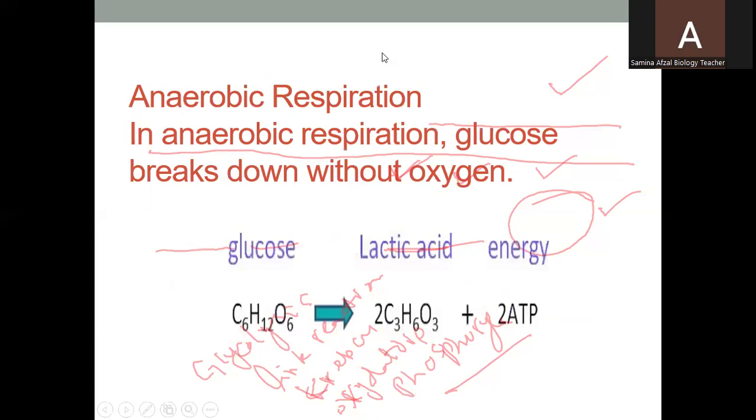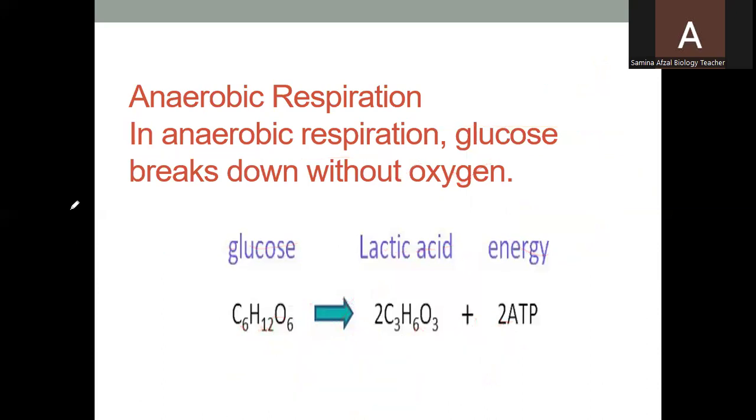Now, anaerobic respiration. Anaerobic respiration takes place when oxygen is not available. When oxygen is not available, then glucose is broken down, if it is taking place in our muscles, into lactic acid and a small amount of energy. Only 2 ATP molecules are released during anaerobic respiration.